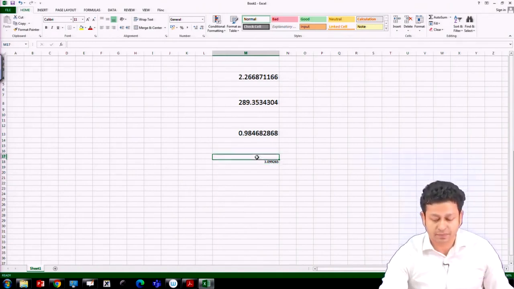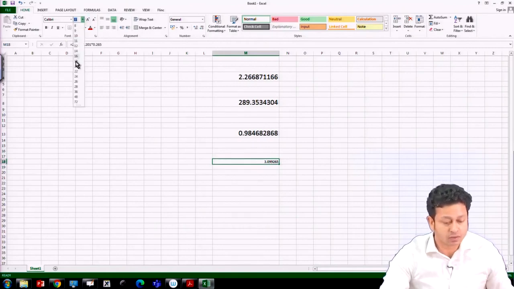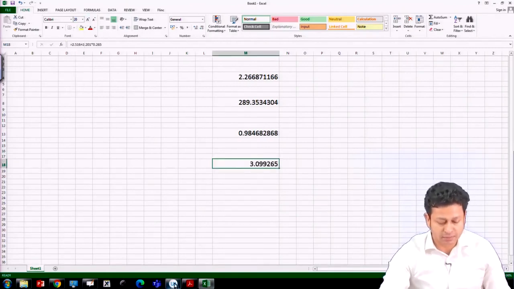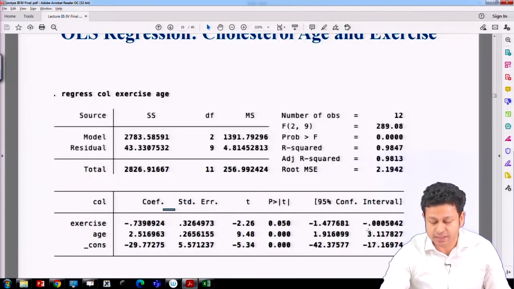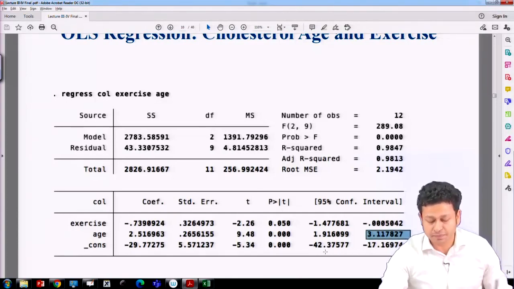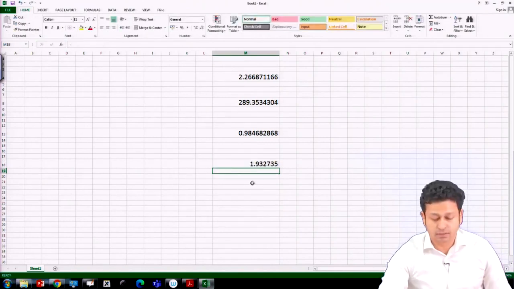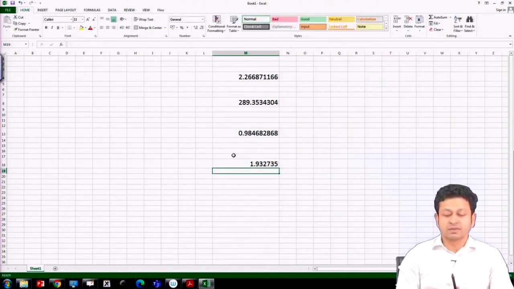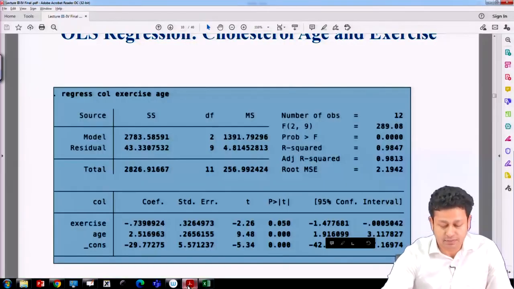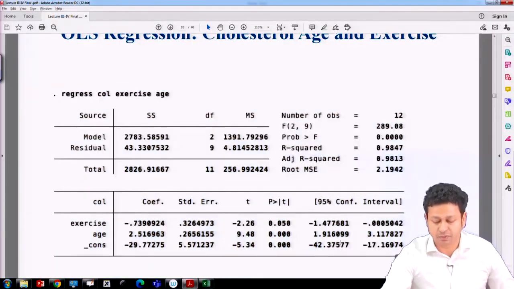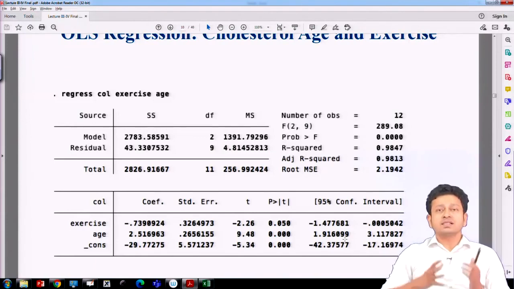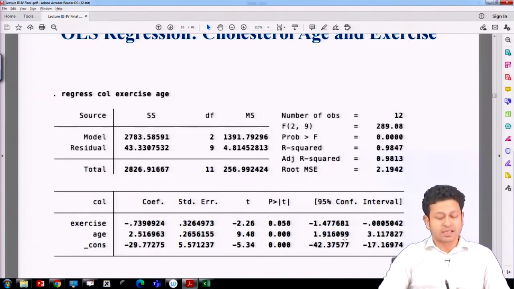Let me just increase the font here. So it's approximately 3.1, and that's precisely what you see. And if I subtract this, I'll get the other side of the confidence interval, which is approximately 1.91. So essentially that is how we calculate the confidence interval.